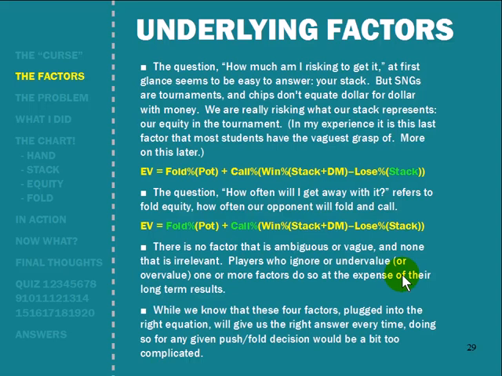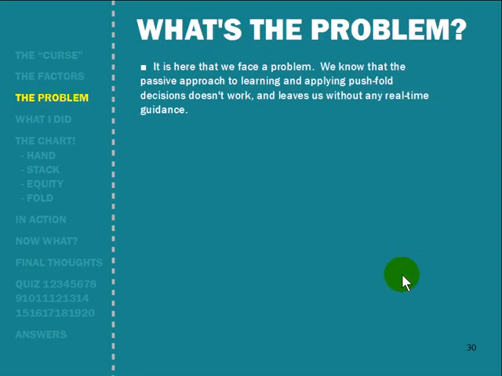But I mean, hopefully you already understand that, given that you have experience playing sit and goes and studying them. So it's here that we have a problem. We know that the passive approach to learning and applying push-fold decisions doesn't work, or at least I've asserted that it doesn't, and I hope you can see that is the case, or at least that there's some better way to do it. So we know that the passive approach is somewhat ineffective, and it leaves us without any real-time guidance when we're actually trying to make real decisions in a sit and go.